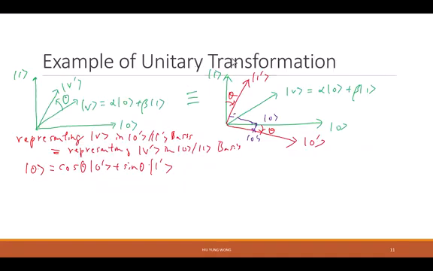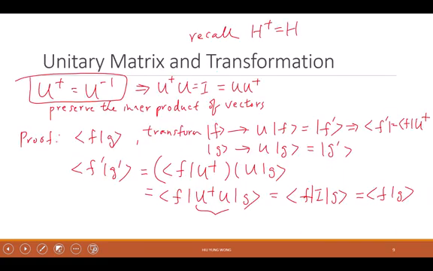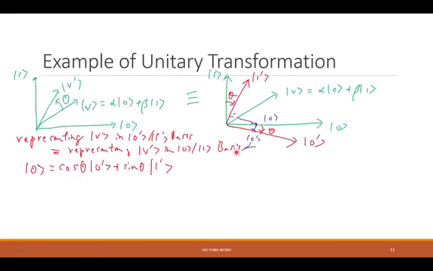Okay, let's continue, right? So now, let me show you again why we have this. What we're saying is that this unit vector 0 is just equal to 0 dash cosine theta, plus 1 dash sine theta. Okay.